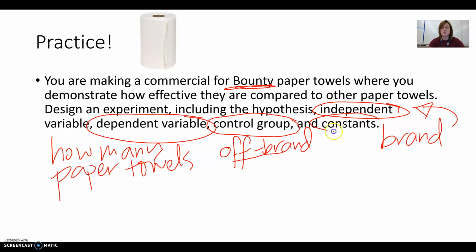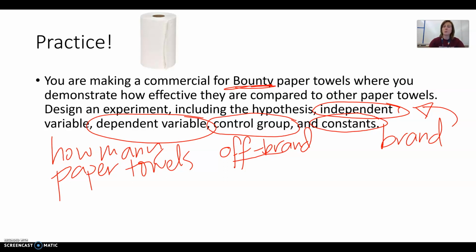And then constants, super important. Remember, we can only change one thing at a time in an experiment, and if we change more than that, it'll totally mess up our results, right? So imagine this. What if we had some spilled milk and some spilled SpaghettiOs? We cleaned up the SpaghettiOs with Bounty, and then we cleaned up the milk with the off-brand paper towels. That wouldn't really tell us anything about the effectiveness because we just cleaned up 2 different messes with 2 different paper towels. So we're not going to know which one's better. We need to use 2 different paper towels to clean up the same mess, 2 identical messes. So like maybe 2 piles of SpaghettiOs, right? Then we'll be able to know which one is more effective.